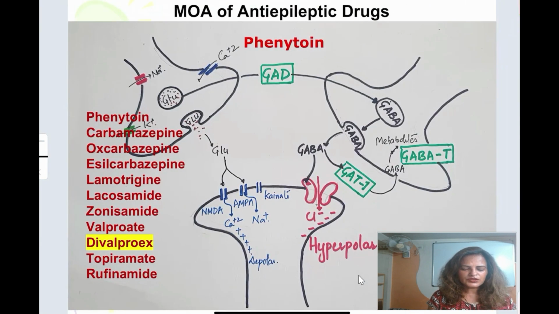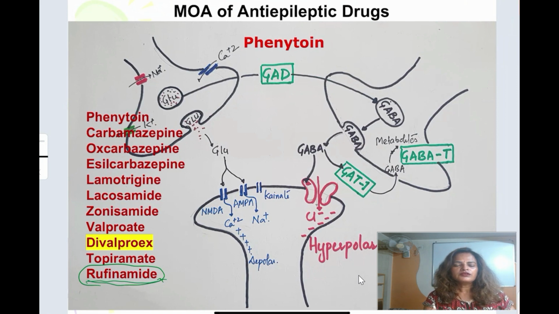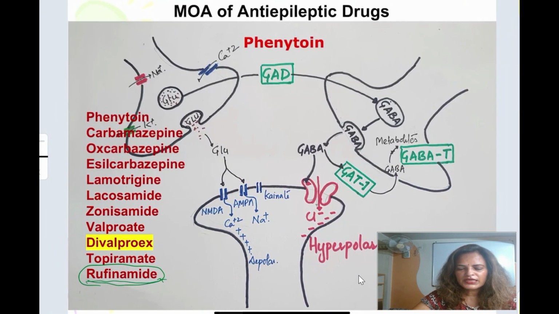Now the last drug of this group, the newer one, is Rufinamide. There is not much in this. This is approved mainly for Lennox-Gastaut syndrome. It also acts by prolonging the inactivation of the sodium channel. So one group of the anti-epileptic drugs which mainly act by prolonging the inactivation of the sodium channel, that I have covered in today's lecture. The rest of the drugs I will take in my next video.